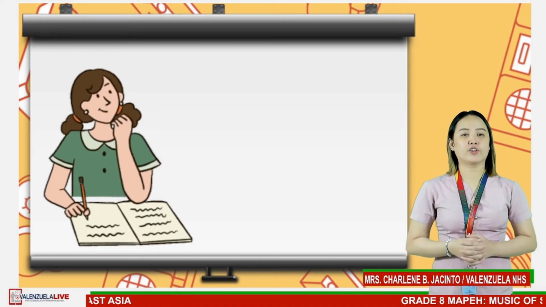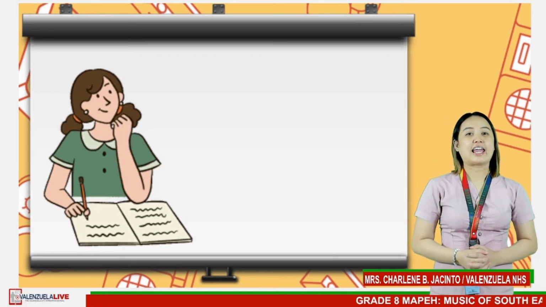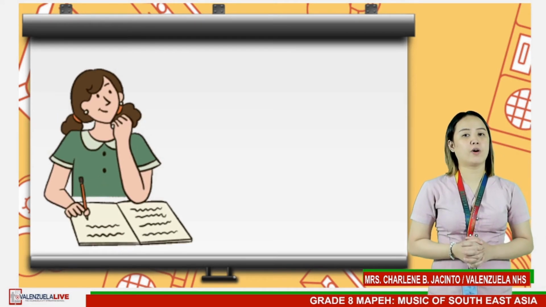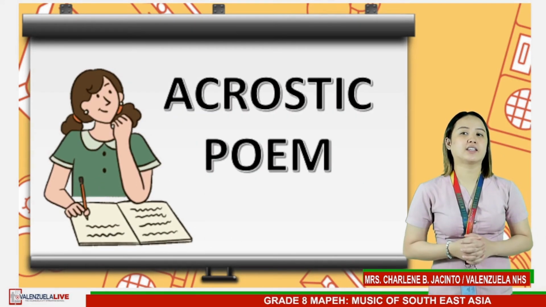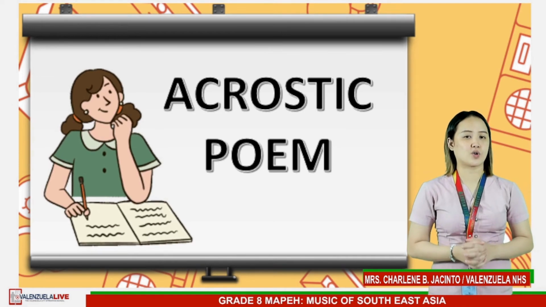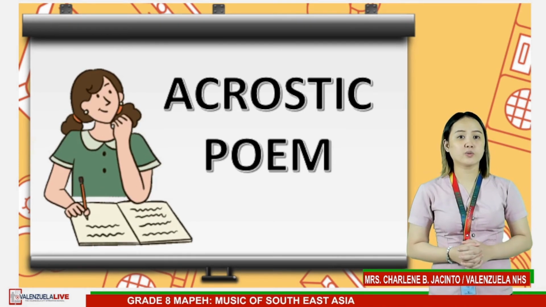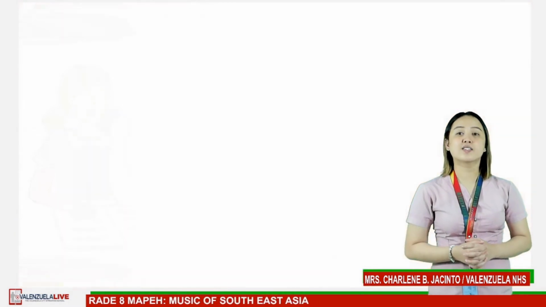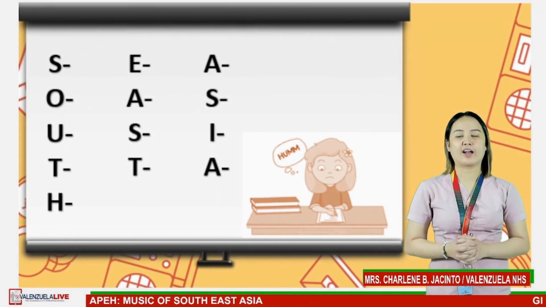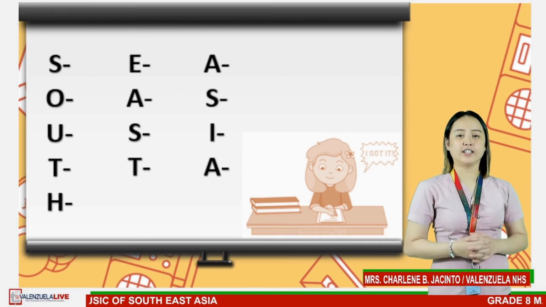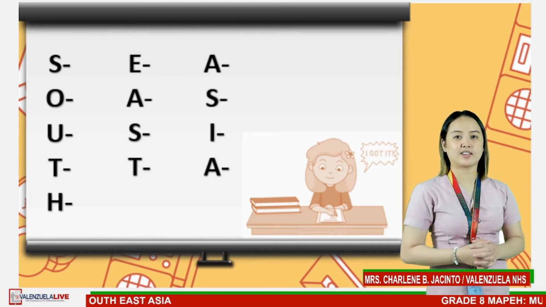You can check what you have learned from our discussion. In the form of an acrostic poem, write words that describe or can be associated with Southeast Asian music. It must start with the letters spelling out Southeast Asia. Once you are done, submit it to your subject teachers.